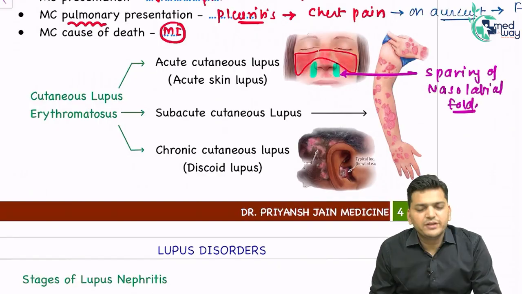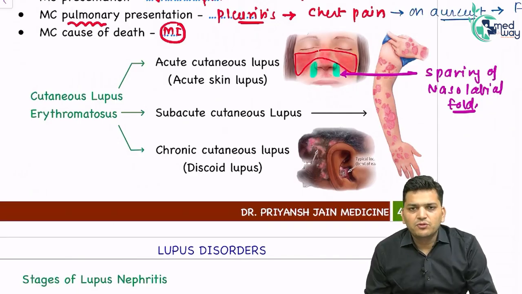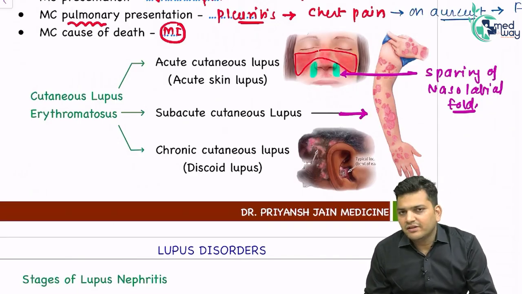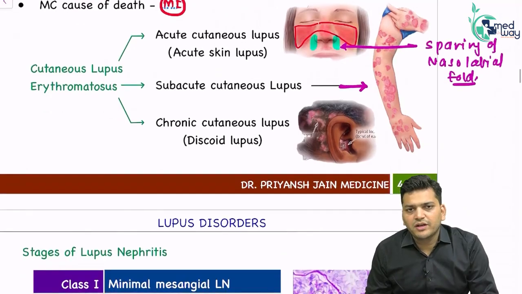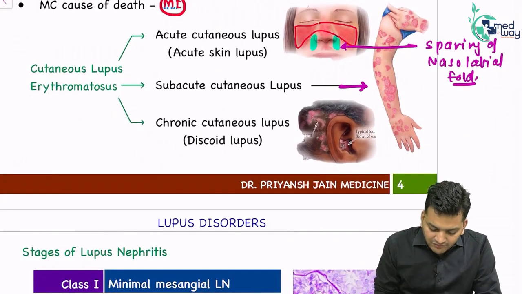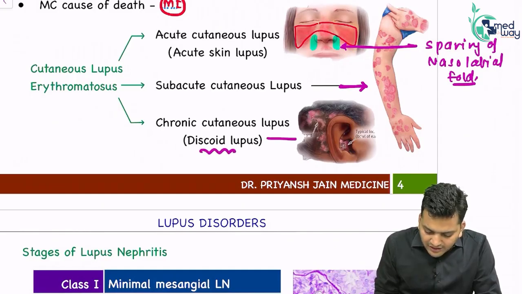The nasolabial fold is spared. In the subacute one, we can have such rashes. And in the advanced stage, that is the chronic SLE, we are going to have the discoid lupus. And when we have the discoid lupus, in that case, we might get scarring alopecia.